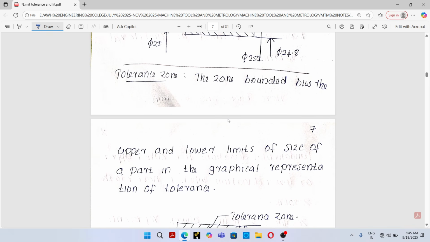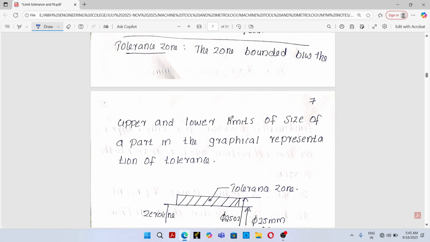So next one is tolerance zone. The zone bounded between the upper and lower limit of size of a part in a graphical representation of tolerance. So what do you mean by tolerance zone? Tolerance zone is the zone bounded between upper limit and lower limit of size of a part in a graphical representation.